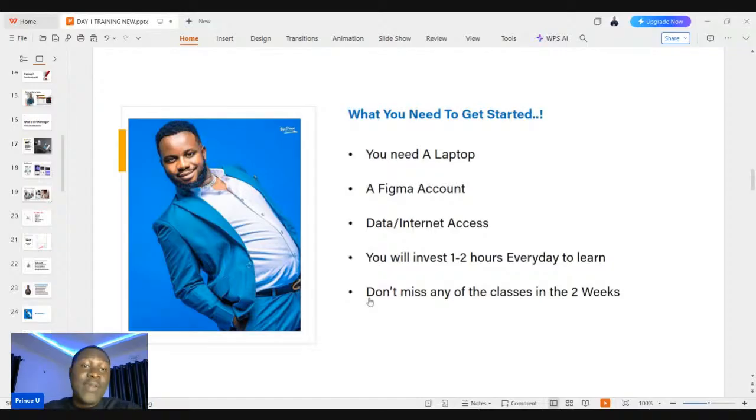I know some people say, oh, I don't have a laptop. This is not phone graphic design, right? We are doing real tech stuff, and trust me, it's going to be rewarding. Let me tell you a short story about a laptop.